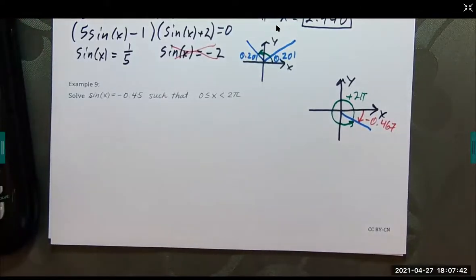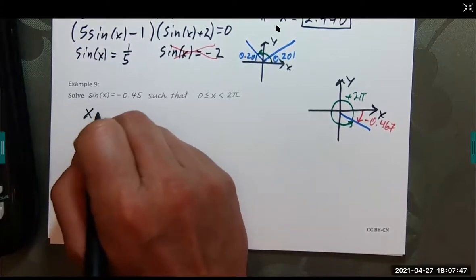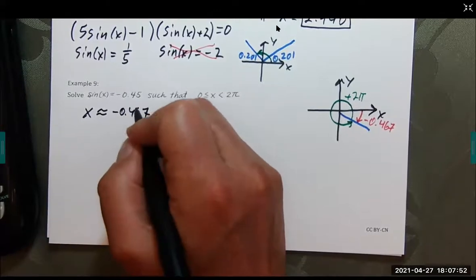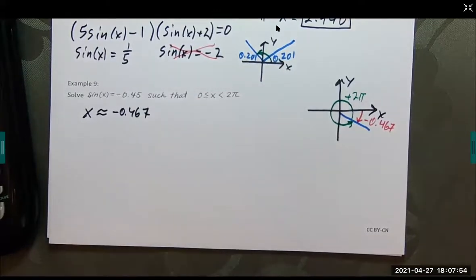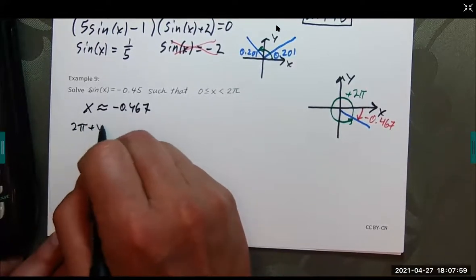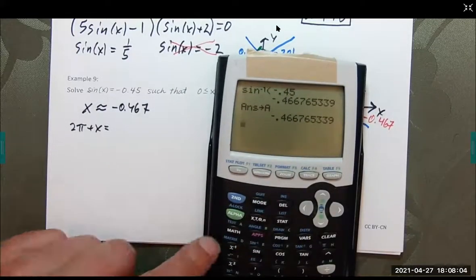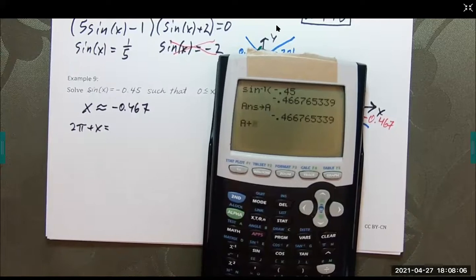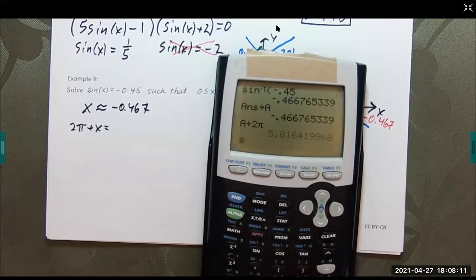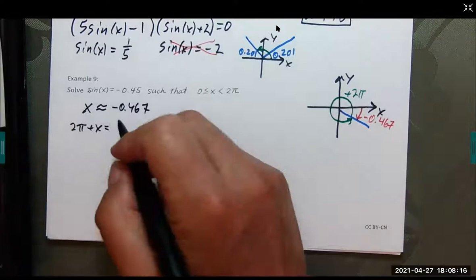All right, so x was about negative 0.467. What I need to do is add 2 pi to that. 2 pi plus x. So A plus 2 pi. And there I am, quadrant 4, but it's positive. It's between 0 and 2 pi. So there's one of my solutions.